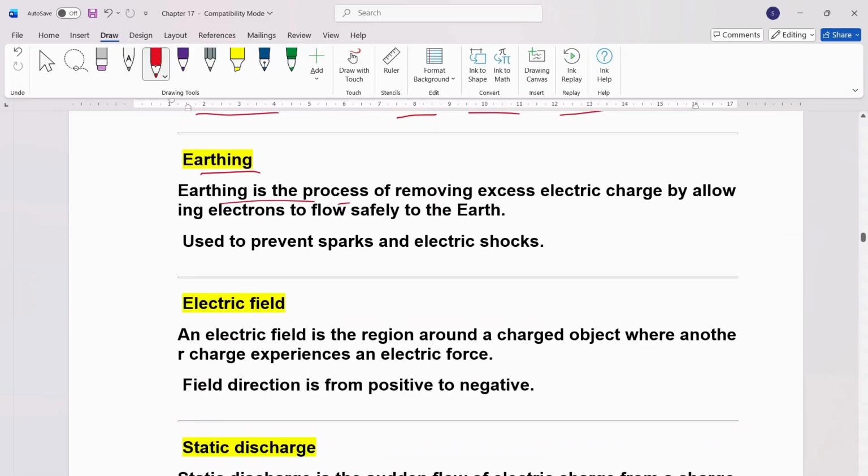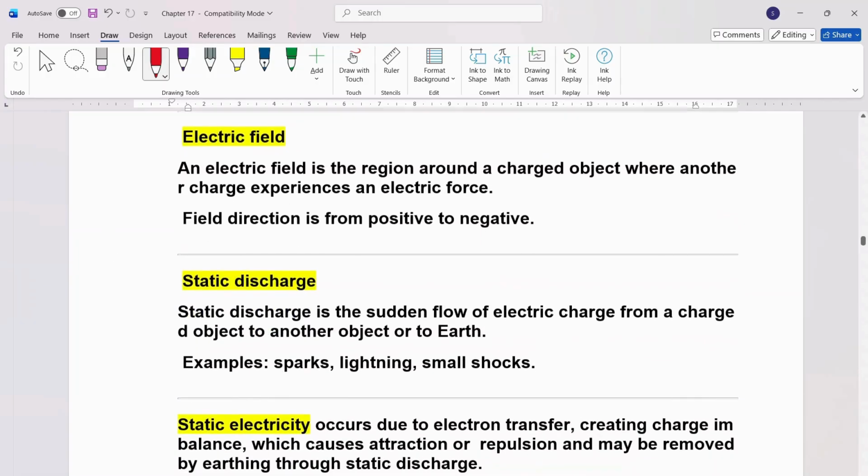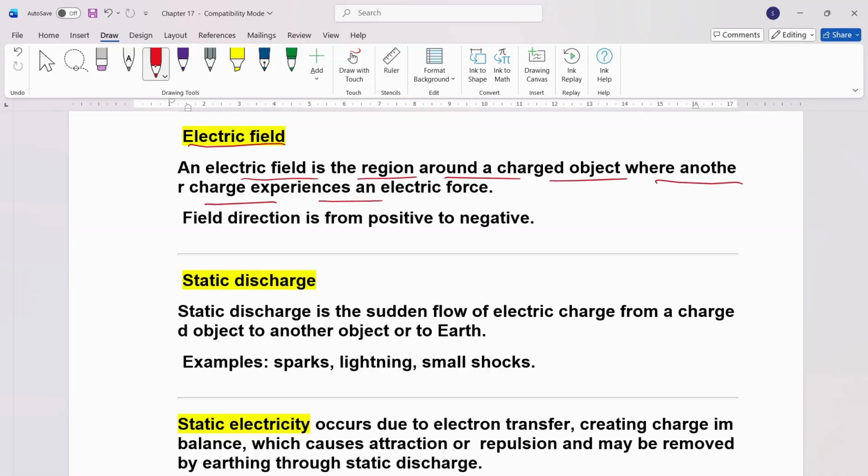Earthing. Earthing is the process of removing excess electric charge by allowing electrons to flow safely to the earth, used to prevent sparks and electric shocks. Let's discuss what an electric field is. An electric field is the region around a charged object where another charge experiences an electric force. Field direction is from positive to negative.